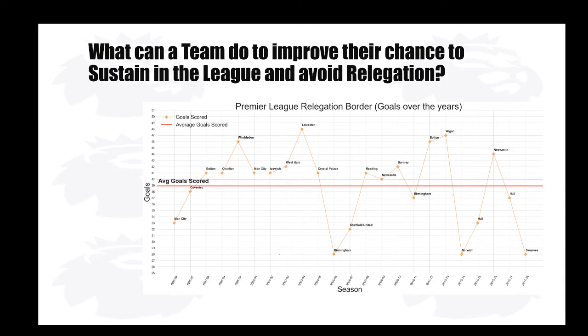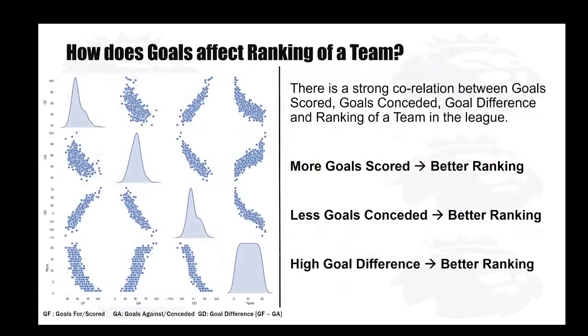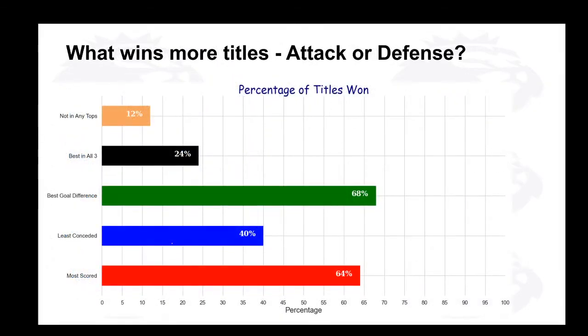Sir Alex Ferguson, the most successful manager of the league, once said, "Attack wins you games, but defense wins you titles." Let's break down his thought and look at the data. Here we can see that goals scored, goal difference, and goals conceded are highly correlated with the rank. Now taking these goal criteria and seeing who wins the most titles, we can see here that the team with the best goals scored won the title 64% of the times, but the team with the best goal difference won it 68% of the times, and that is the most. Thus, the manager's words had statistical weightage as well.